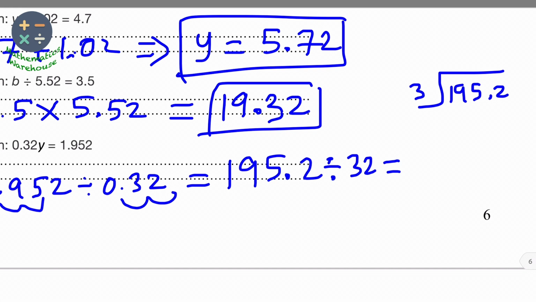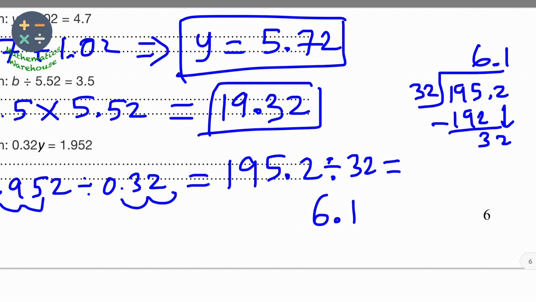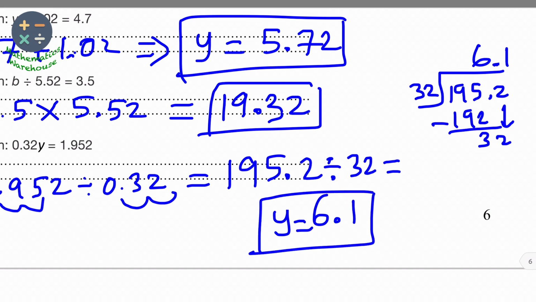195.2 divided by 32. 195 divided by 32 is about 6. 6 times 32 equals 192. Subtract, equals 3. Put the point up and now bring 2 down. Now 32 divided by 32 equals 1. So the answer is 6.1. y equals 6.1.